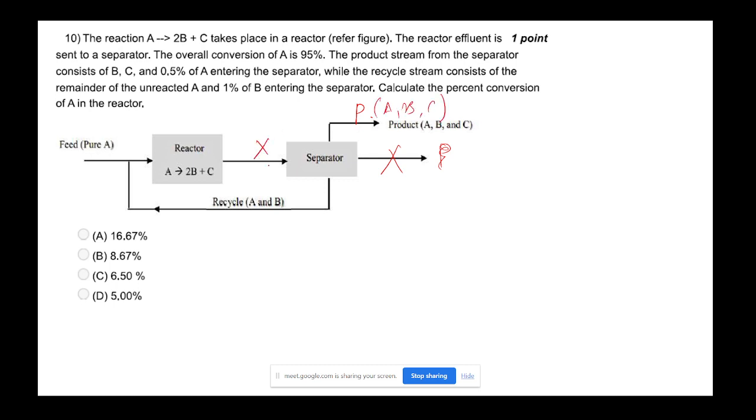Let's say this stream is X. This is R. So now what we are given is the overall conversion of 95%. Now what does that mean? Whatever is going in, which is in the form of pure A, 95% is consumed, and only 5% is going out. So what does that signify?